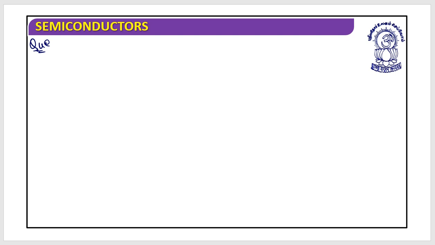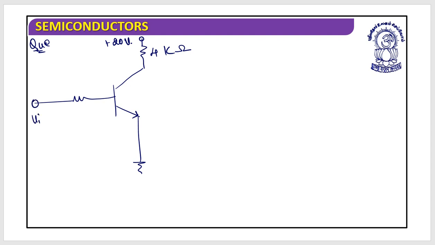Let's suppose the circuit is something like this. This is grounded, and on this side it is the resistance of 4 kilo ohm, and this is plus 20 volt. This is the V input, this is 500 kilo ohm, and this is given, it's 4 kilo ohm.